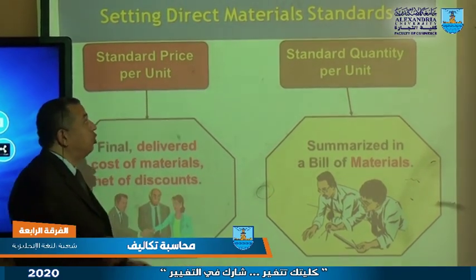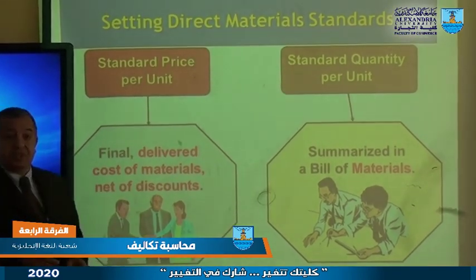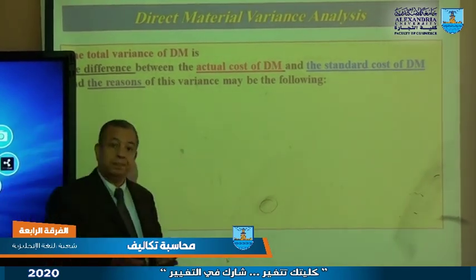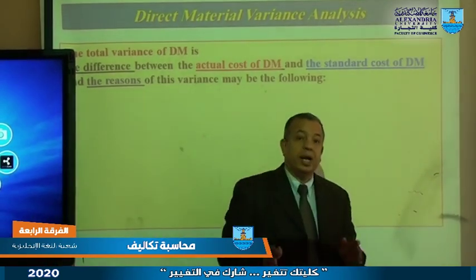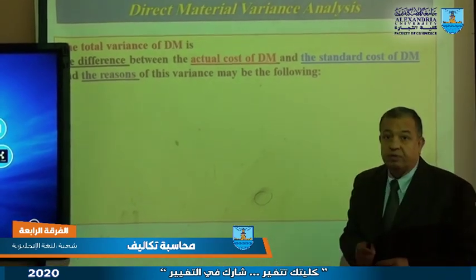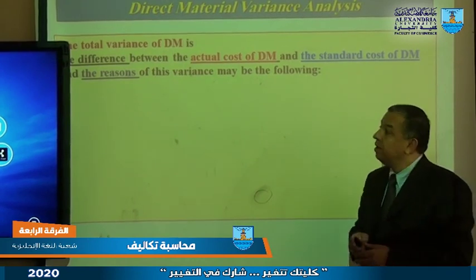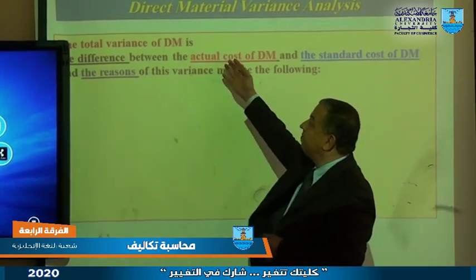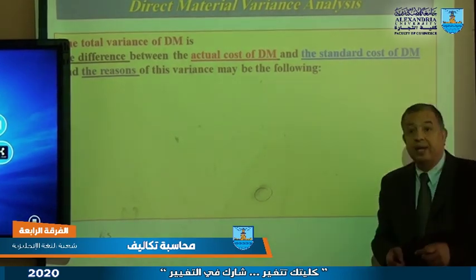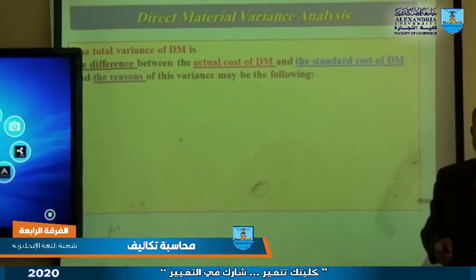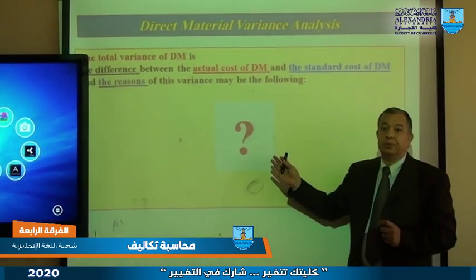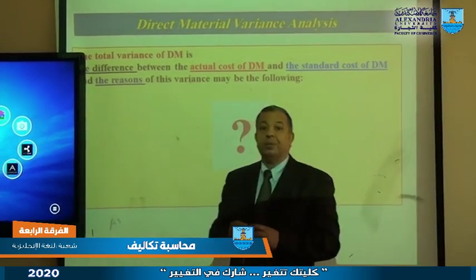After determining the standards, I calculate the actual cost and the standard cost to determine the total variance of direct material. Again, the total variance of direct material is the difference between actual cost and standard cost. My problem, what are the reasons of direct material variance?